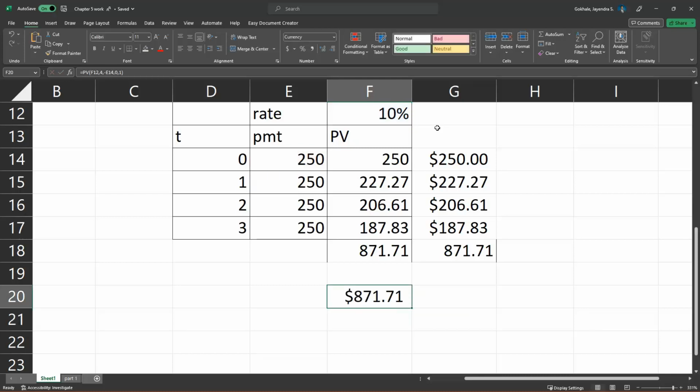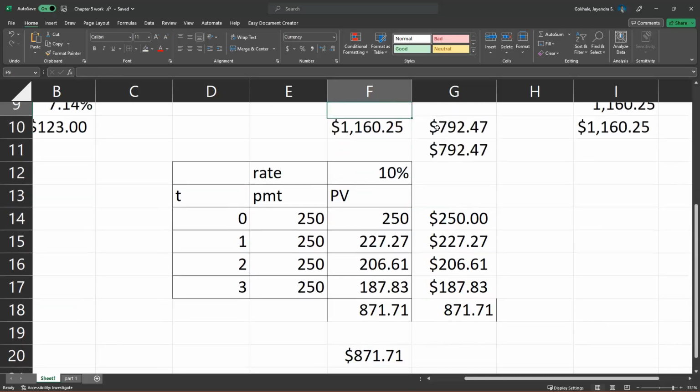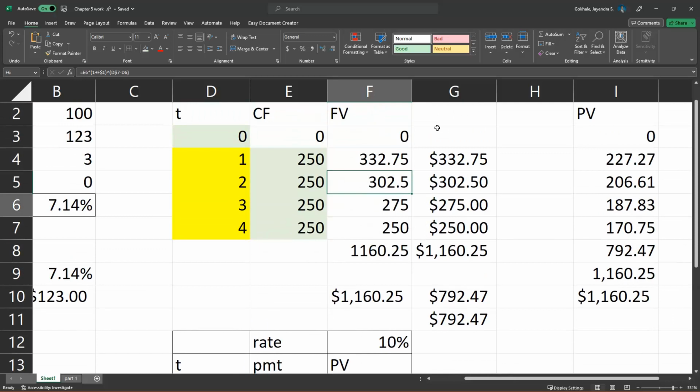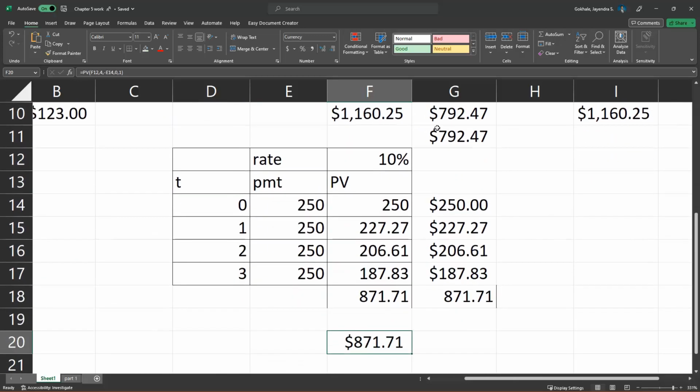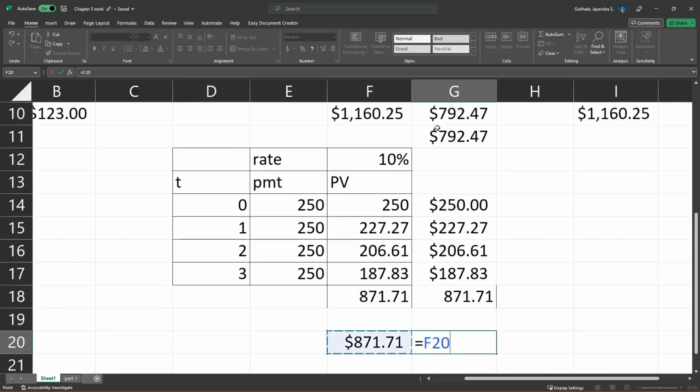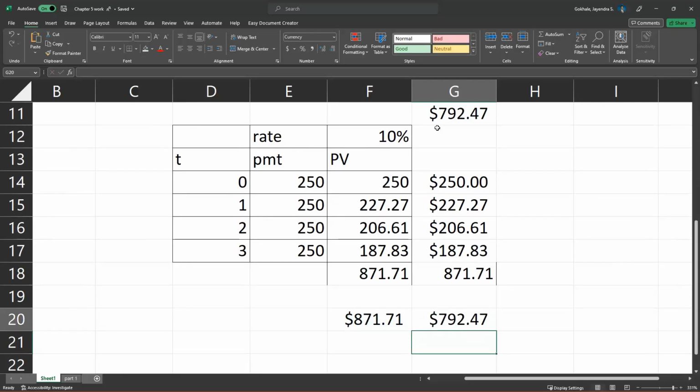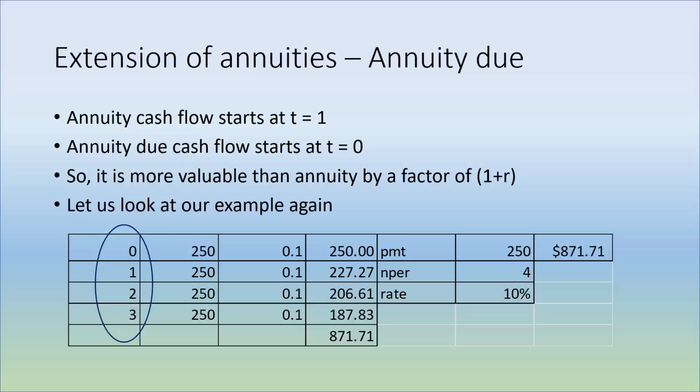Now, what is the connection between these 4 cash flows of $250 and the annuity cash flows of $250? 1 plus R. So what we need to do is discount this by 1.1 to get 792.47. How easy was that? Why? Well, we said that each cash flow is more precious by the factor of 1 plus R. And that's what's going on in an annuity due.